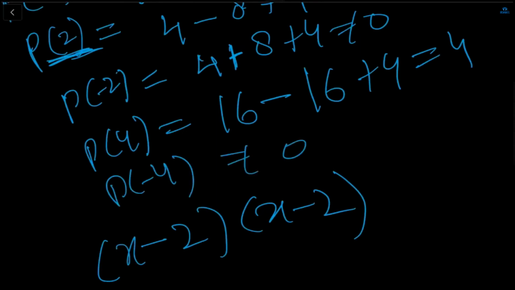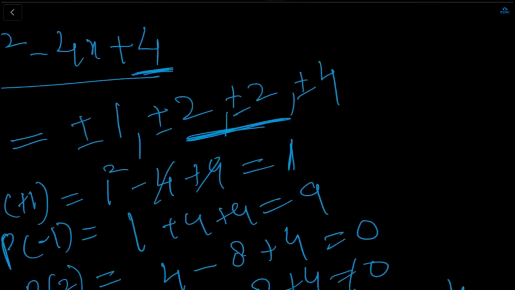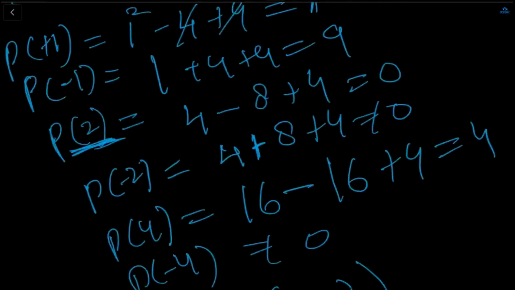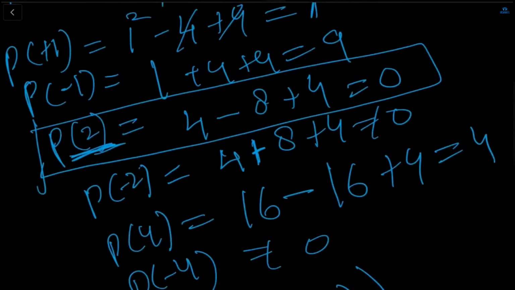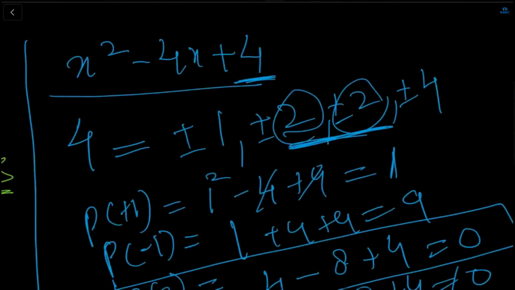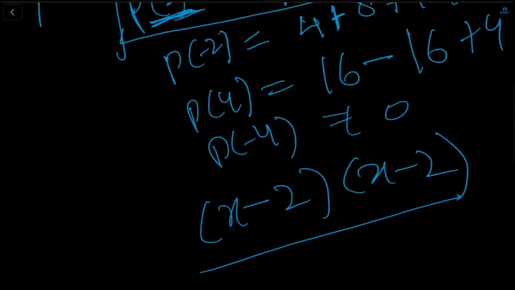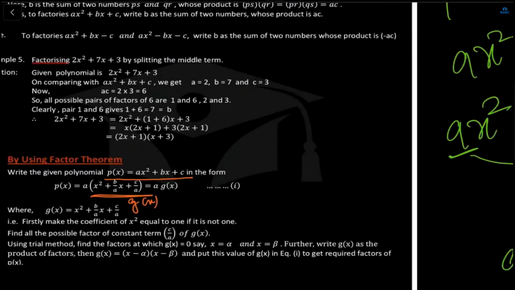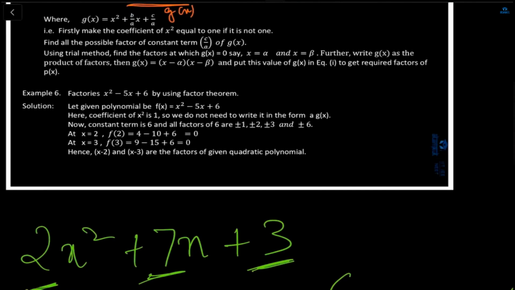And if you see the factors, 2 is coming 2 times, and only P2 is giving you 0. So that means x minus 2 is the factorized form. Understood? Now I have written directly. You will put x minus 2 as the 0. You can check here how you're going to solve the questions. At x equals 2, f2 will be 0. Hence x minus 2 and x minus 2 are the factors of the given quadratic polynomial.